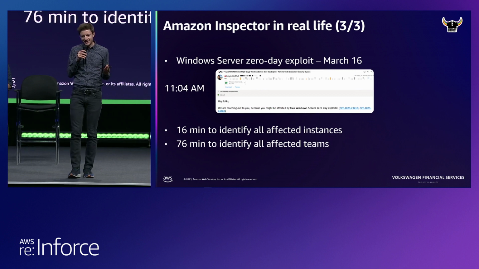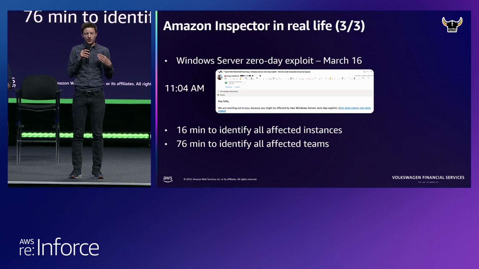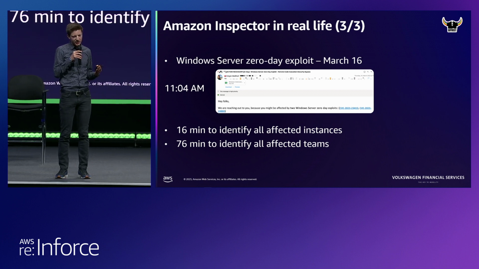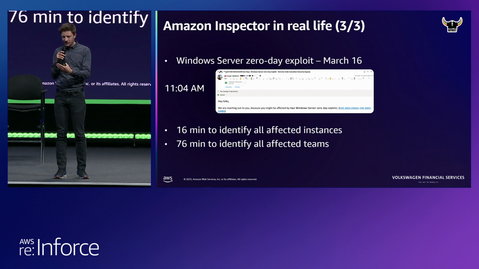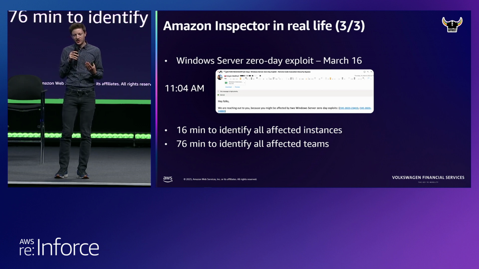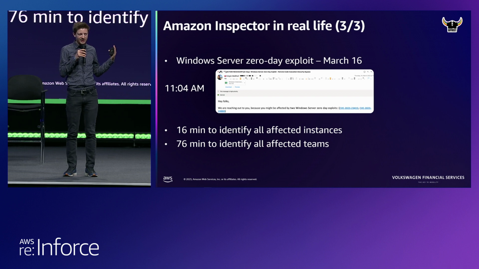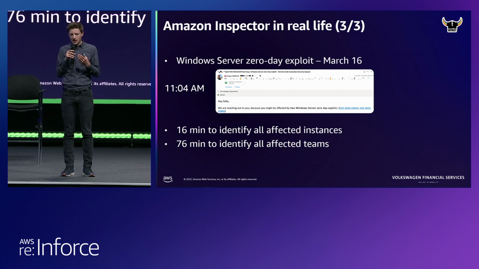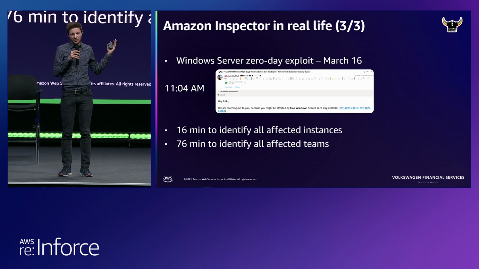So 76 minutes later, we had also identified all affected teams and informed them. Sometimes teams do not have the subscription to those events set up already, or maybe because of time zone differences they are in the United States and still asleep, so we called them as well. And it's just amazing that it took us a little bit more than 90 minutes to identify all the affected instances, report on those, and inform the affected teams. In the pre-Inspector phase, that wouldn't have been possible at all.